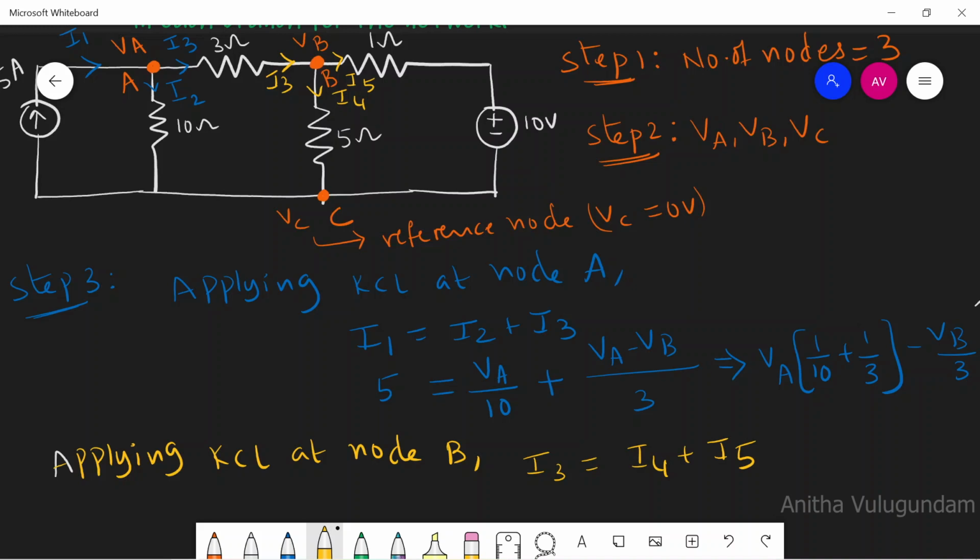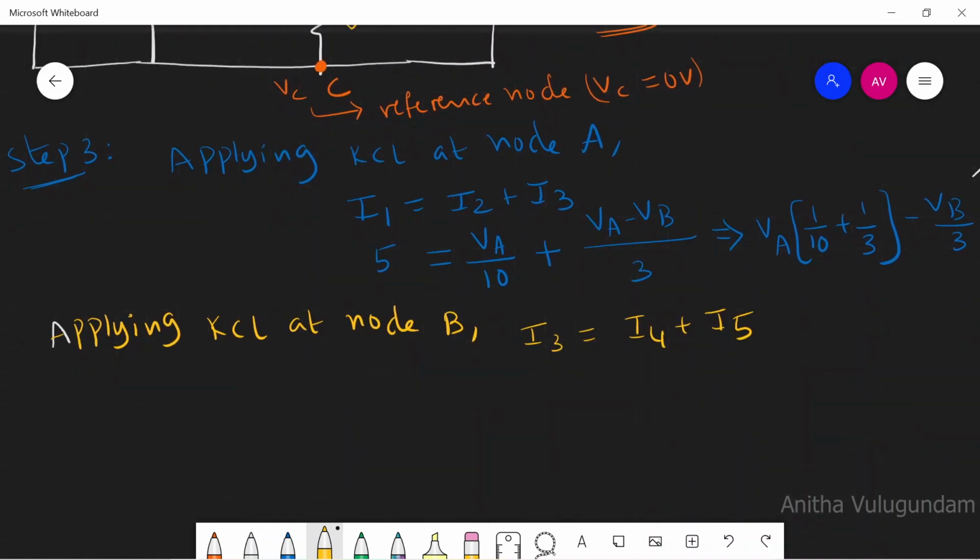I3 can be written, as current always flows from higher potential to lower potential, as VA minus VB divided by 3. I4 can be written as VB divided by 5. And I5 can be written as VB minus 10 divided by 1. From the figure, we can write this as VA minus VB divided by 3, this as VB by 5, and this as VB minus 10 divided by 1.